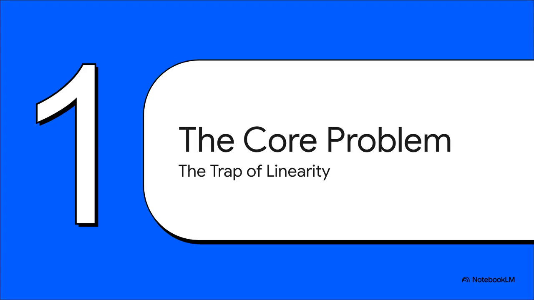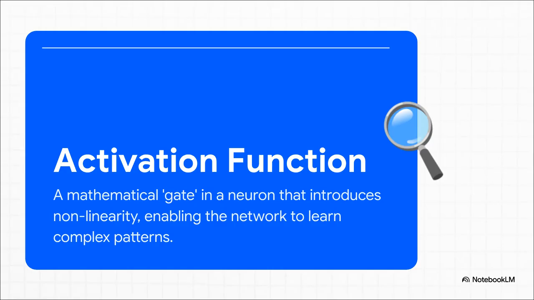See, without an activation function, it doesn't matter how many layers you stack in your network, 100, 1,000, you're basically just doing a bunch of simple straight line math. It's like trying to draw a circle using only a ruler. You just can't. You're stuck in the world of straight lines. And that's where the activation function steps in to save the day.